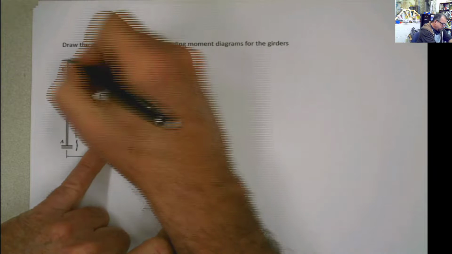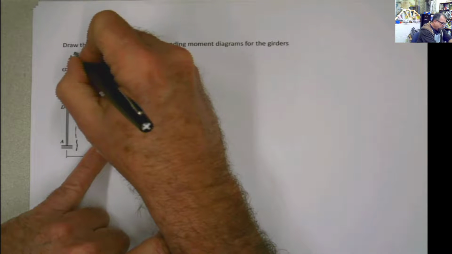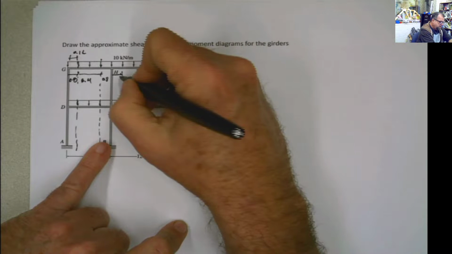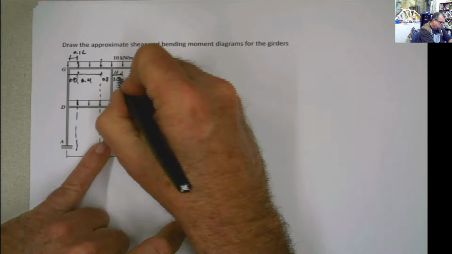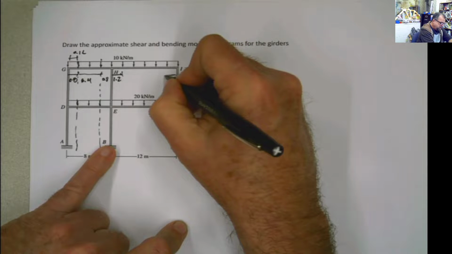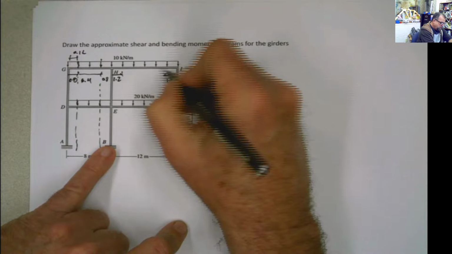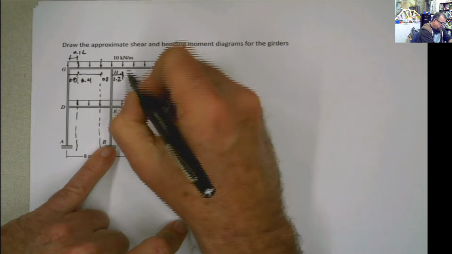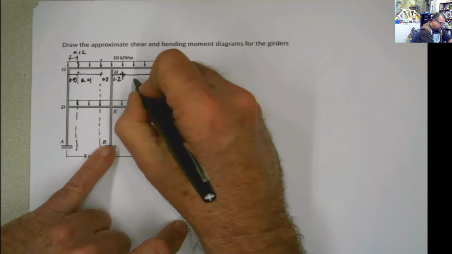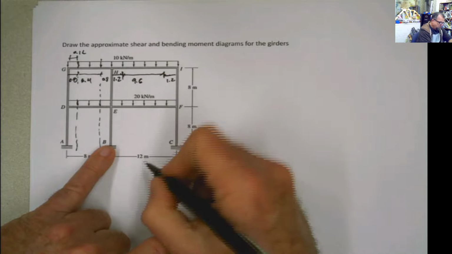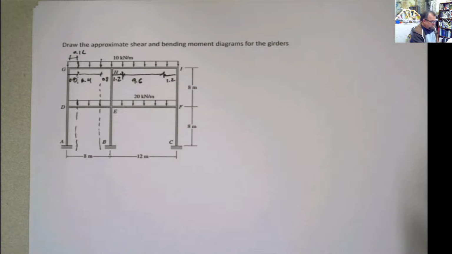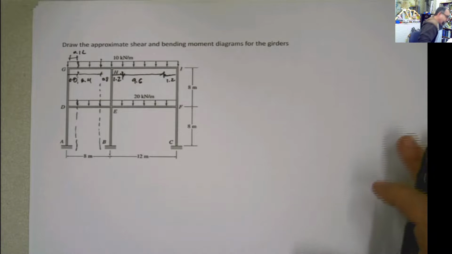In this other span, this is 12, and this is 0.1 L. Remember, 0.1 L. Because this is 0.1 L, this is going to be 1.2, 0.1 times 12. And same thing here, 1.2. That's in meters, and the distance to the center is going to be 9.6, which is 0.8 times 12.